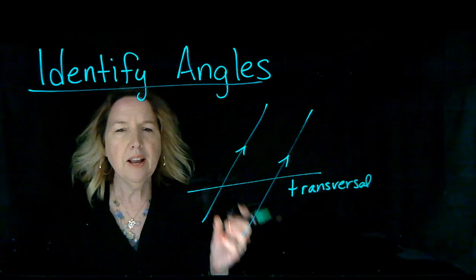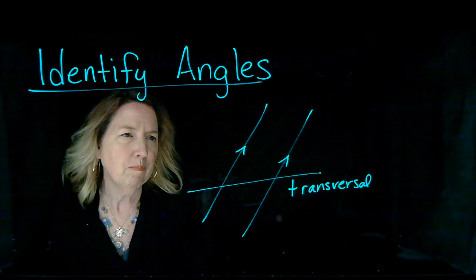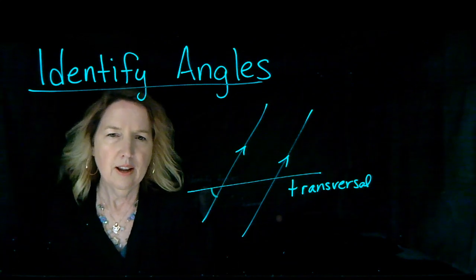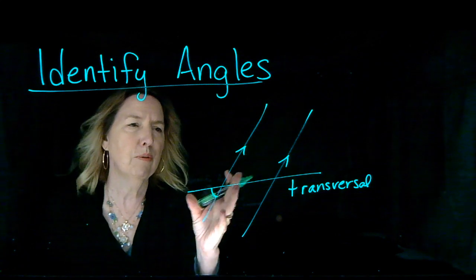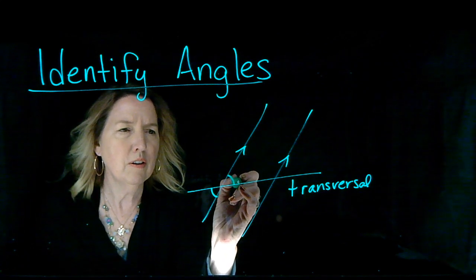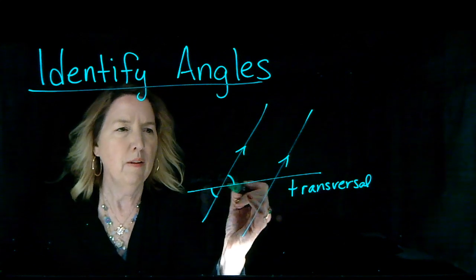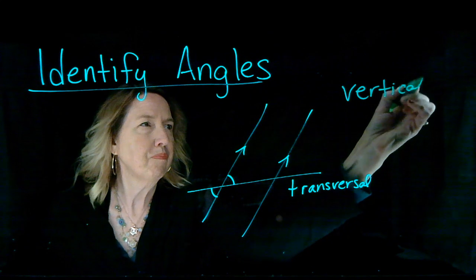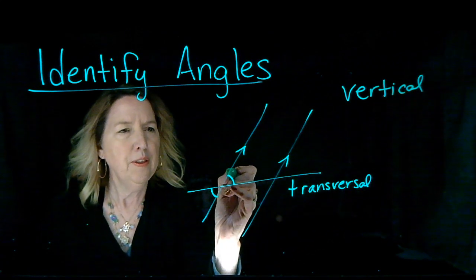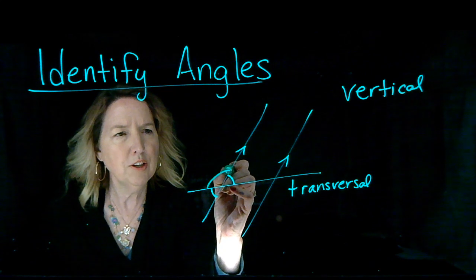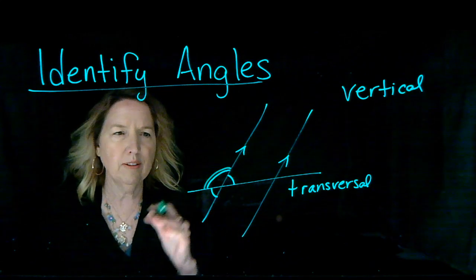Now, let's look at the angles that we've created here. I'll mark this one and think about what that means to the rest of the angles. Well, for one thing, this angle over here is congruent to that one. Those are called vertical angles. They're special. This angle over here is obviously bigger, so I need two marks to show that it's not the same.